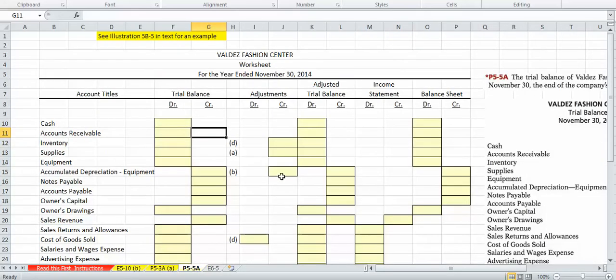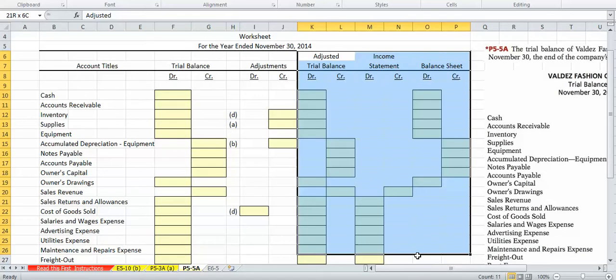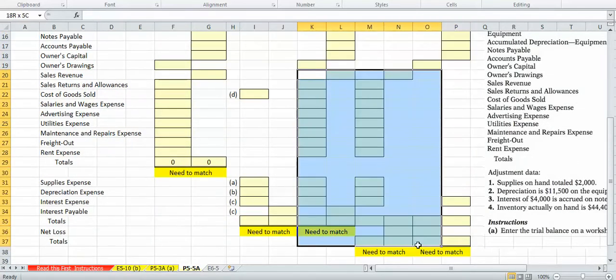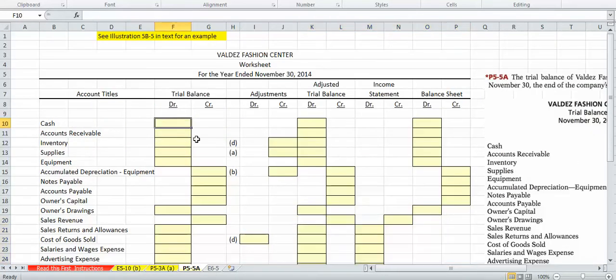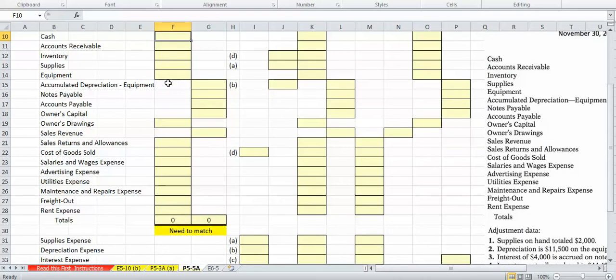Problem 5-5. This is a worksheet, and we basically did something similar last week, and we actually just started last week. We started with the adjusted trial balance. Here, it comes all the way down. So here, we're going to actually do the trial balance. So take the trial balance information. These two are going to match.